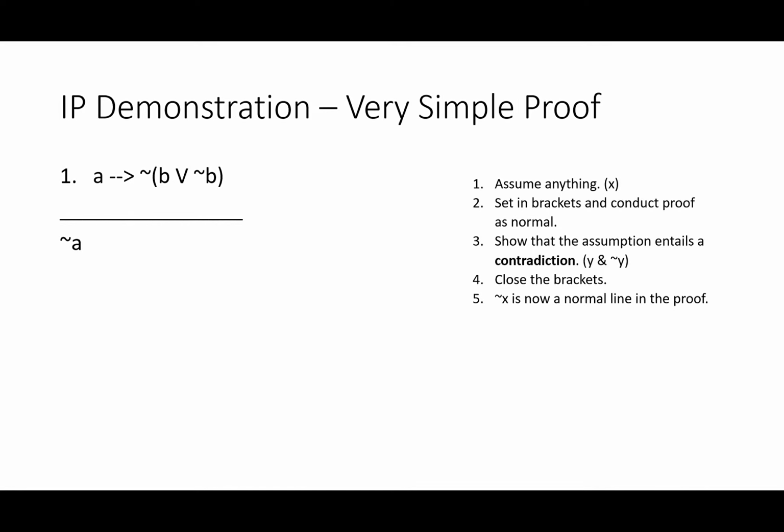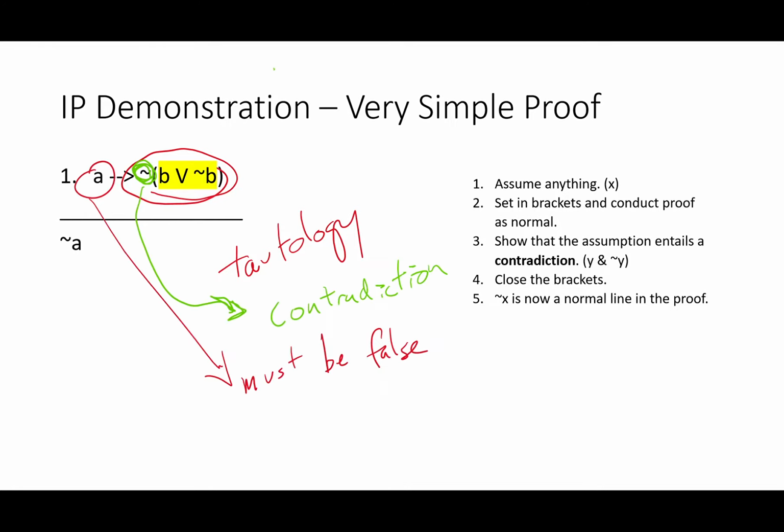What does that look like with an actual proof to demonstrate on? Let's try with a very simple one. This one has only one premise. If A, then it's not the case that B or not B. Therefore, not A. Let's take a look at that premise. Especially this, it's not the case that B or not B. B or not B is a tautology. It's always true. So its opposite is a contradiction.